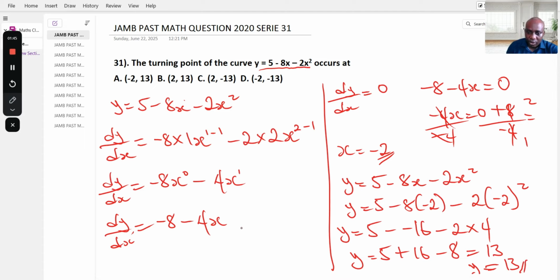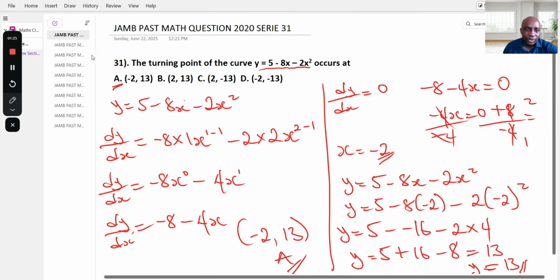Therefore the point, let's draw the point. What is our x? Our x is minus 2. Our y is 13. This is our final answer. Do we have this? Minus 2, 13. Yes, our final answer is A.